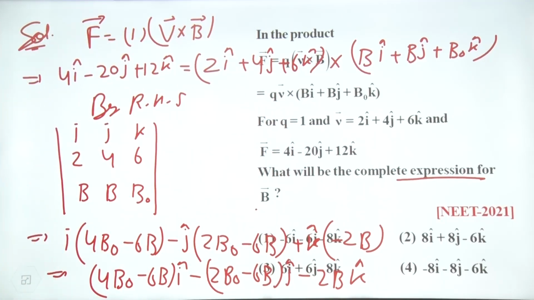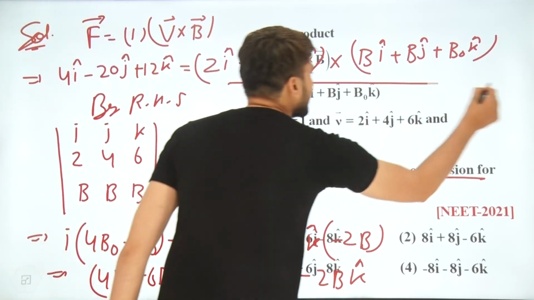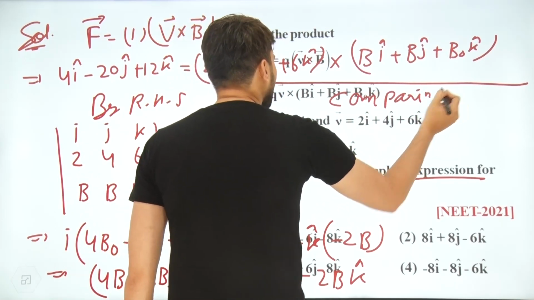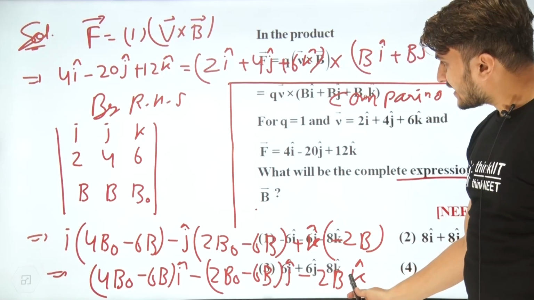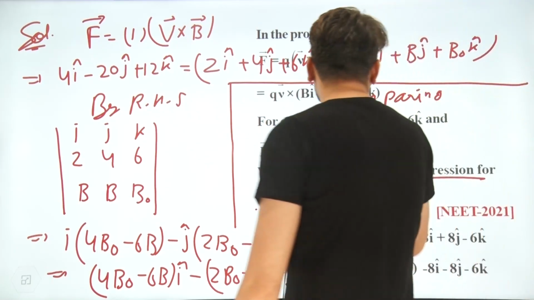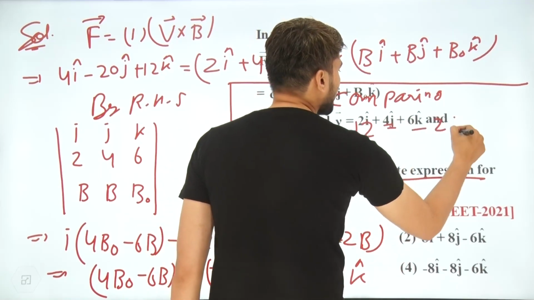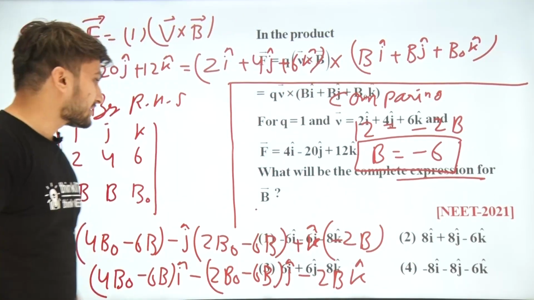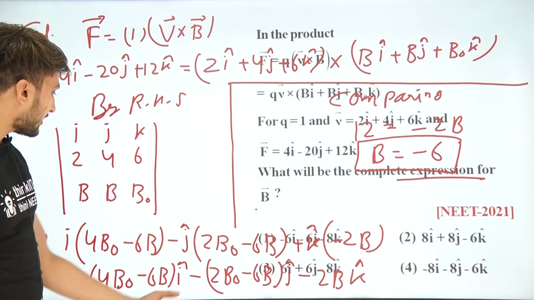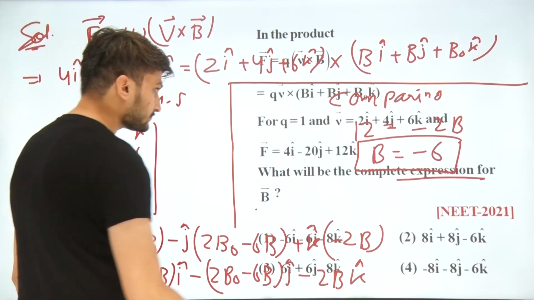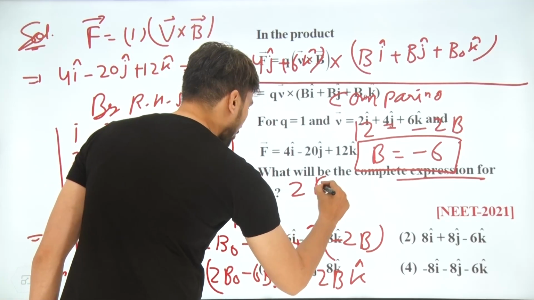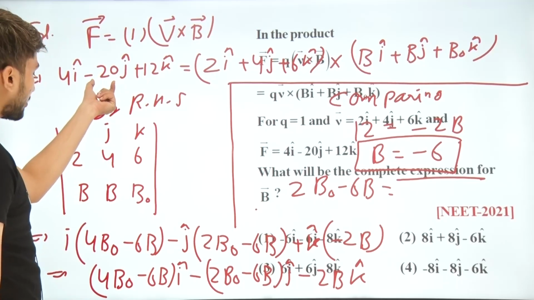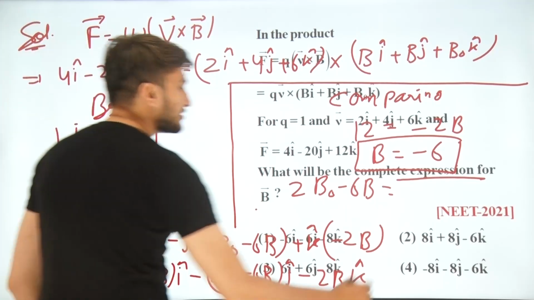Now students, we compare both the sides. First, for k cap, we can say 12 is equal to minus 2b, that means the value of b is minus 6. Now for j cap, 2b naught minus 6b is equal to 20, because this is minus and this is also minus, so this is equal to 20.